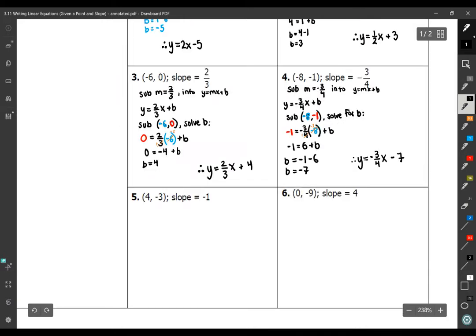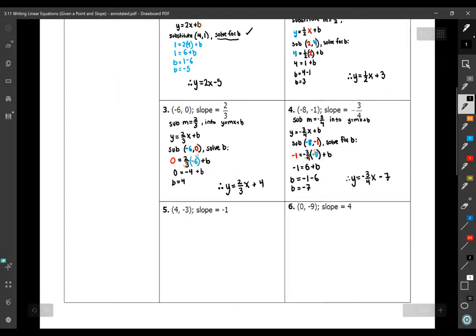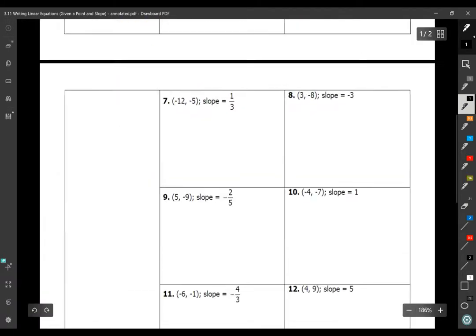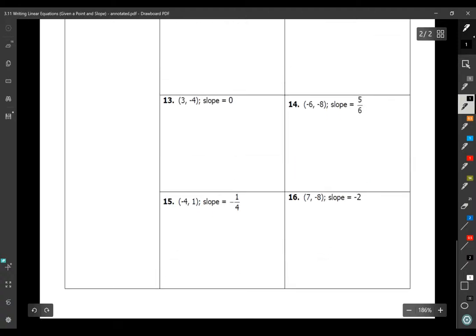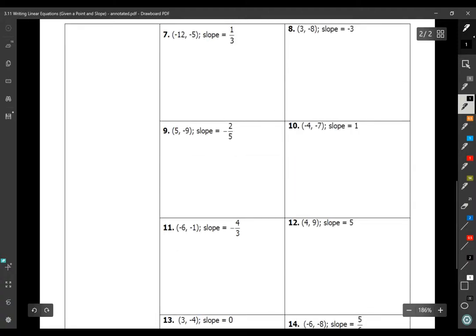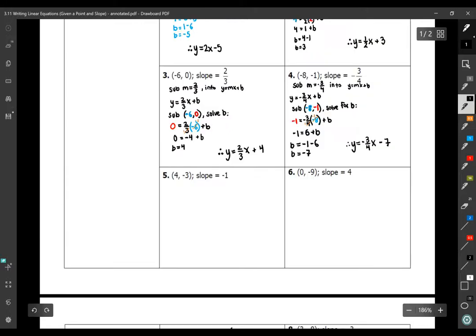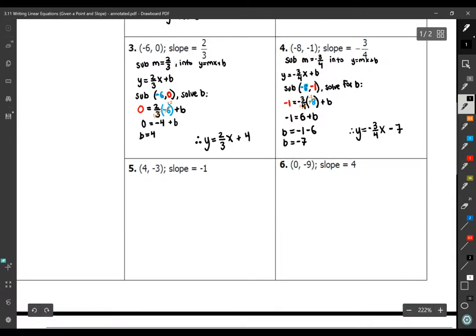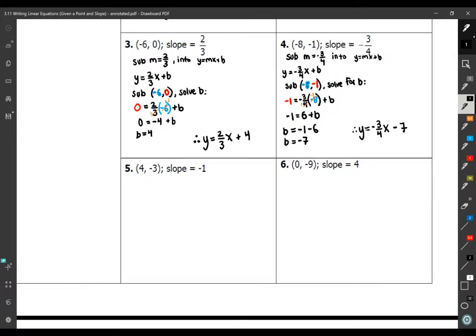All right, so I might as well finish up question 5 and 6, and then what I'm going to do is I'm going to leave the second half of the page for you guys to do on your own, and for you guys to check back with my solutions to make sure that you're doing it right. So I'll just finish 5 and 6, and I'll leave the remaining questions for you guys.